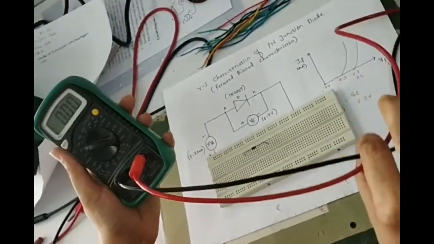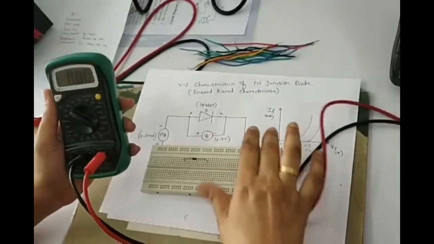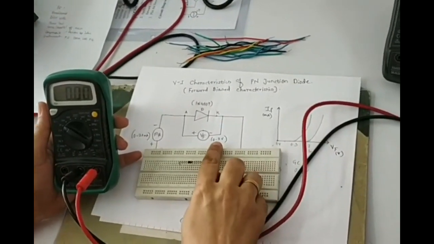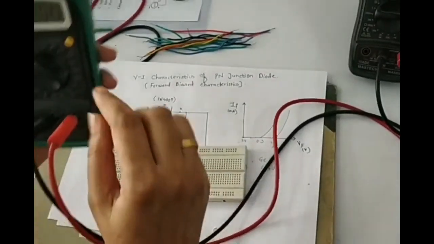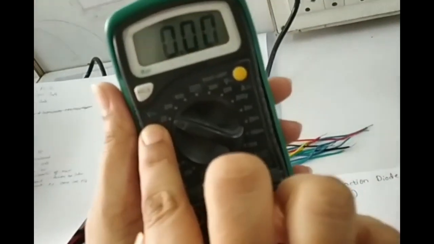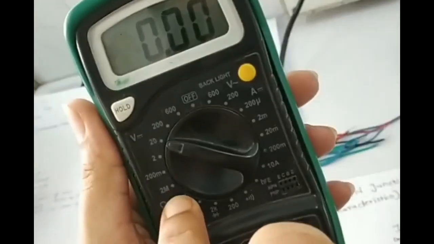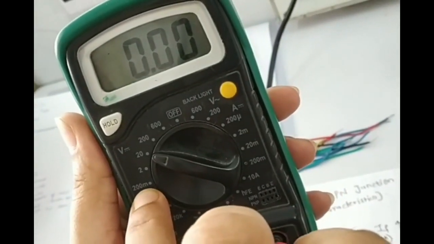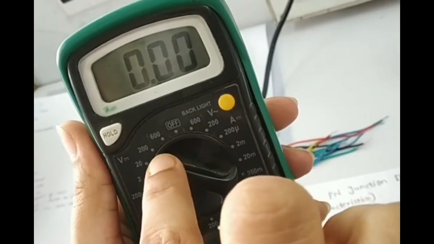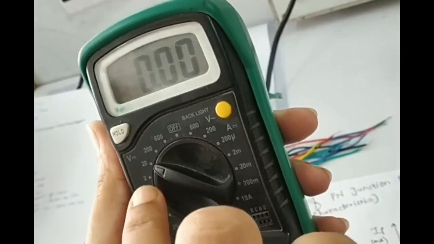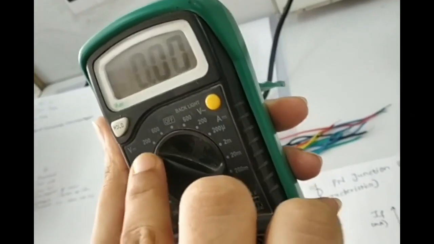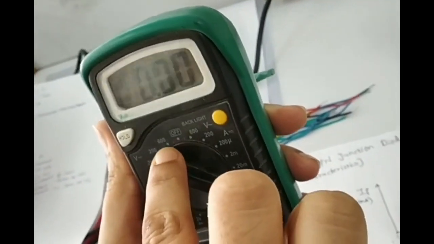Okay, now two terminals are ready. After that, adjust the range. Here we have written 0 to 2 volt. This is nothing but DC voltage. It is from 200 milli to 200 volt, or you can see here 600.